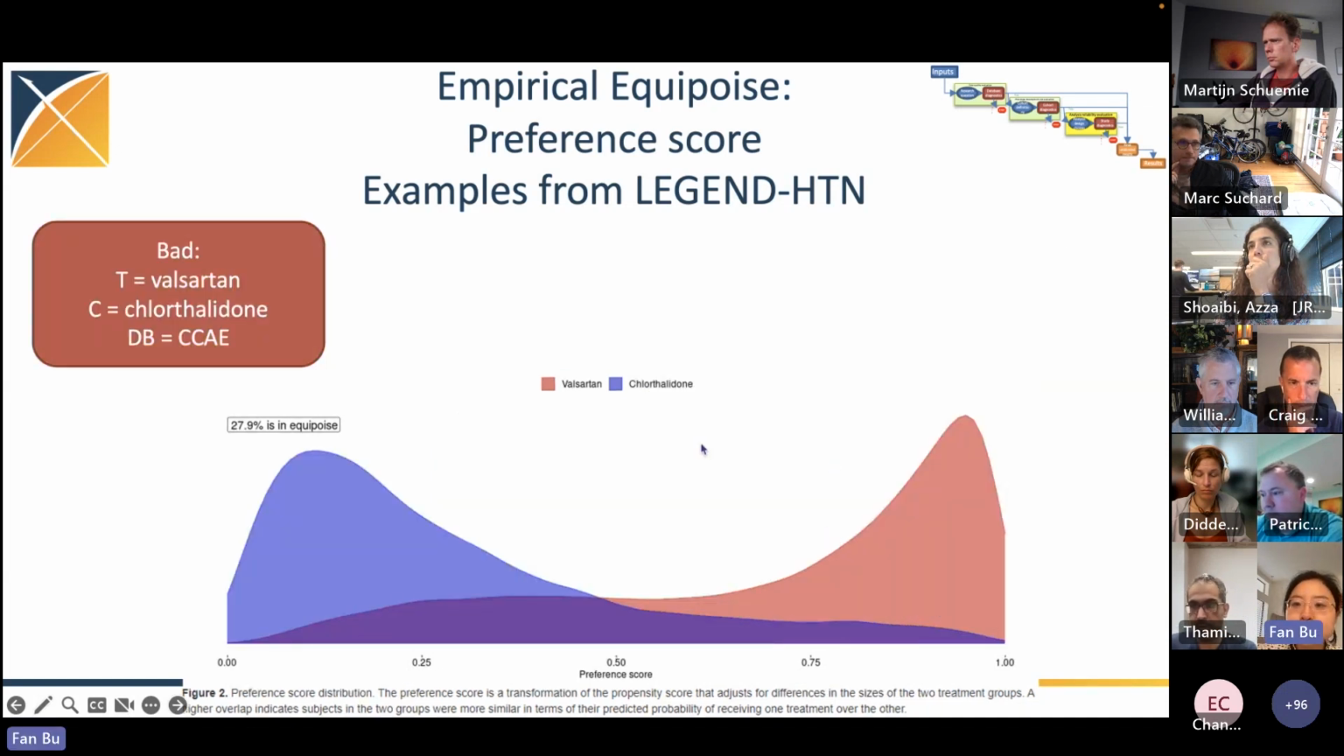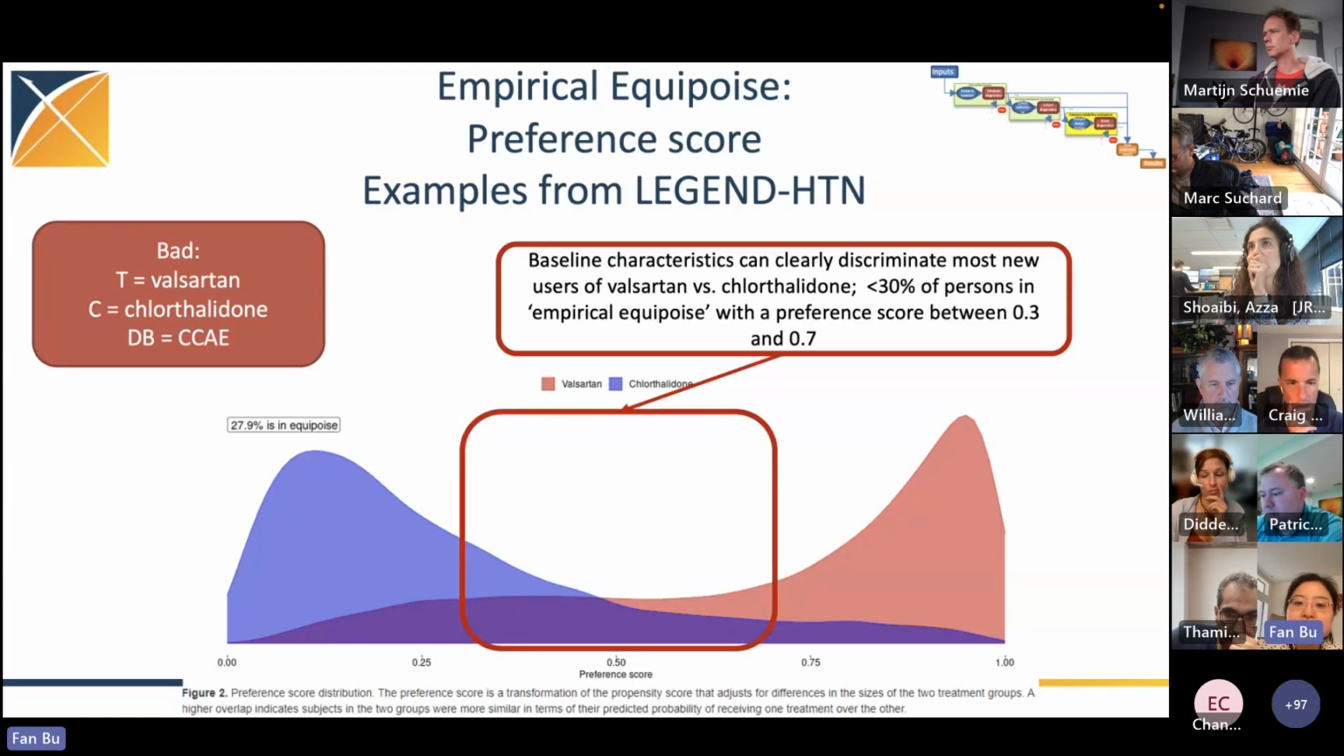And here, this would be an example of a bad case. So for this particular TC pair, we see that there's a lot of polarization between the two distributions of preference scores between target and comparator. So it means that there is not much similarity between the two groups of people. And in here, we have less than 30% of people in empirical equipoise. So that's not very good.